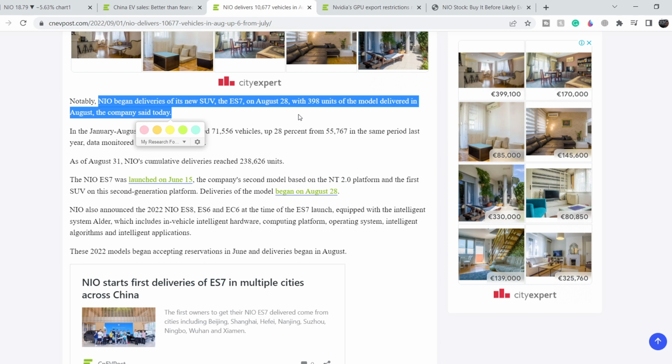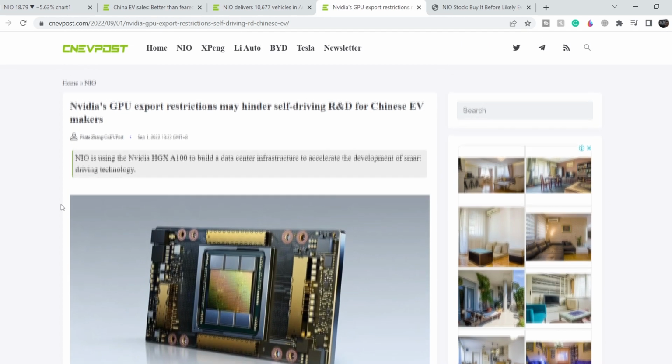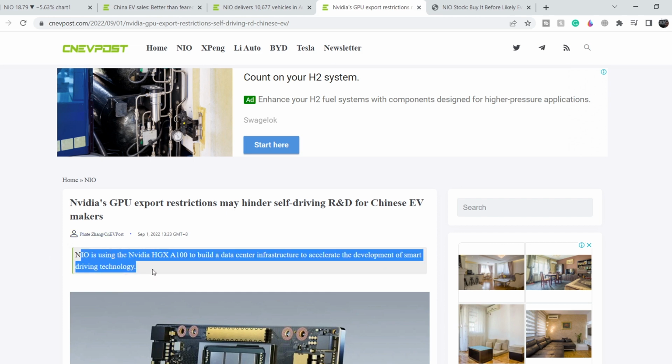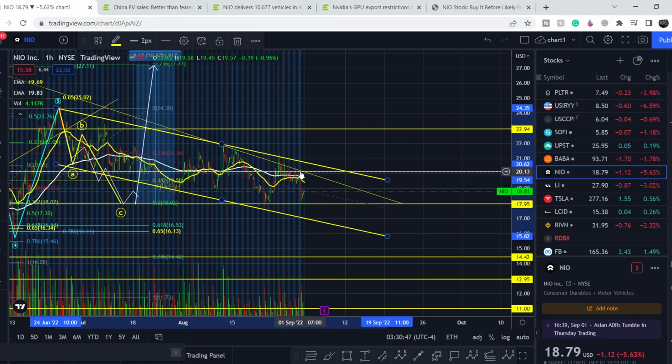But all the news have their own downsides. And one of the downsides is the NVIDIA GPU export ban. Let me show you this article. NVIDIA's GPU export restrictions may hinder self-driving R&D for Chinese EV makers. NIO is using the NVIDIA HGX A100 to build a data center infrastructure to accelerate the development of smart driving technology. And definitely this news was the reason for this sell-off.